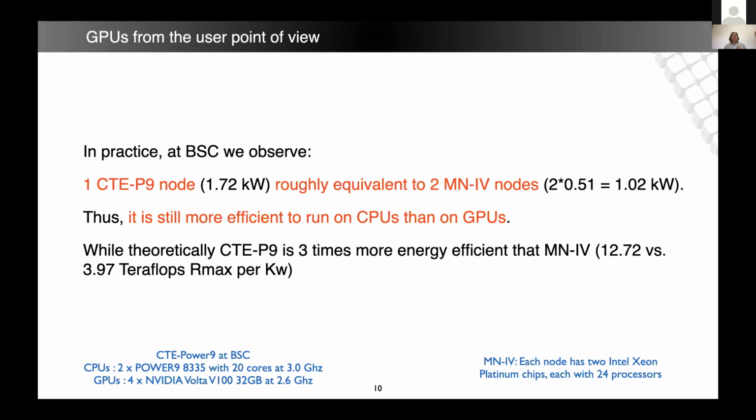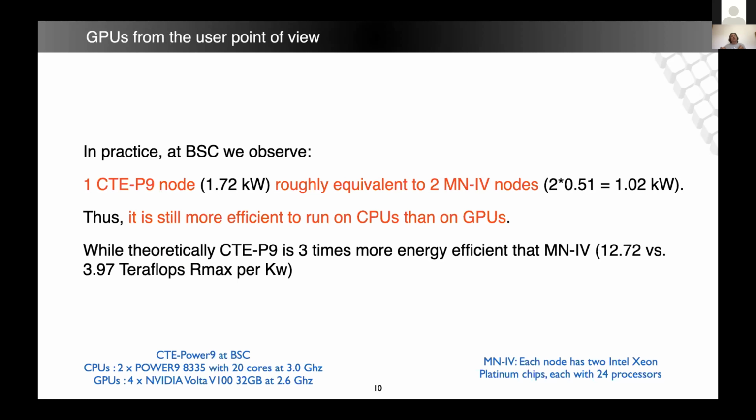If you look at the power consumption of these 2 machines, and why do I look at the power consumption? Because I believe that power consumption is perhaps the most important thing in going towards exascale. We see that one Power 9 node takes 1.7 kilowatts, while 2 MareNostrum nodes take 0.5 kilowatts. So at the moment, we are still more efficient running on the CPU than on a GPU. And this is not what is expected in going towards exascale, and we have still work to do.